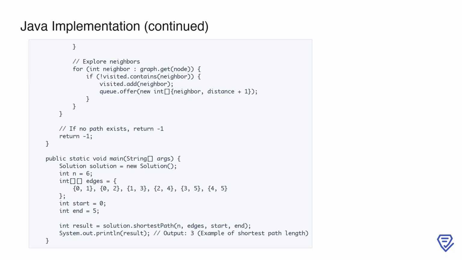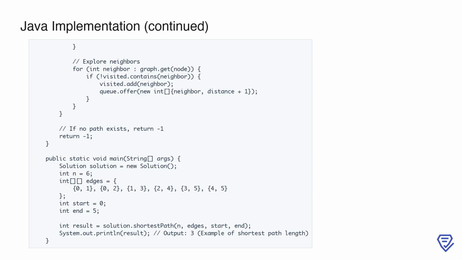For each neighbor, we check if it has already been visited. If not, we mark it as visited and add it to the queue with an incremented distance, representing the path length from the start node through the current node. This ensures that we explore all possible paths in increasing order of their lengths, a hallmark of the BFS algorithm. If the queue eventually becomes empty without reaching the target node, it means no path exists between the start and end nodes, so we return -1 as the result.